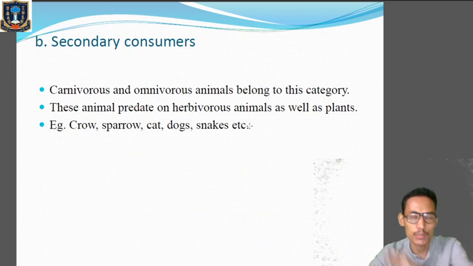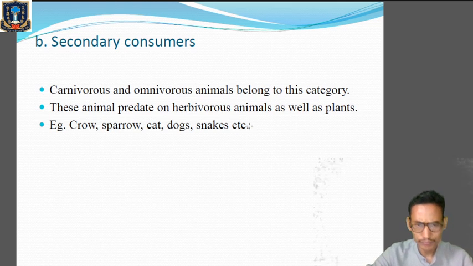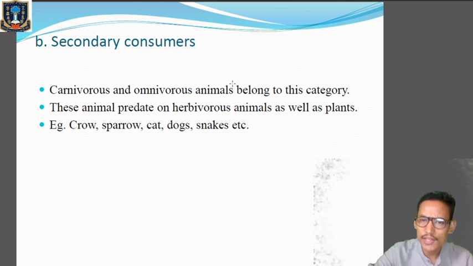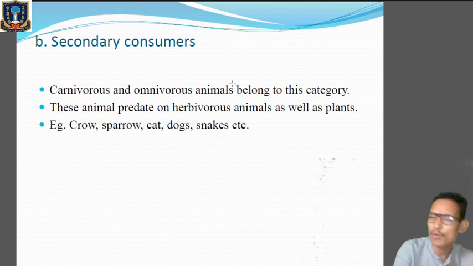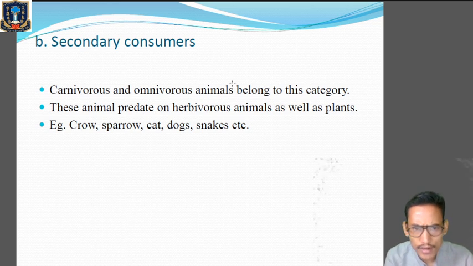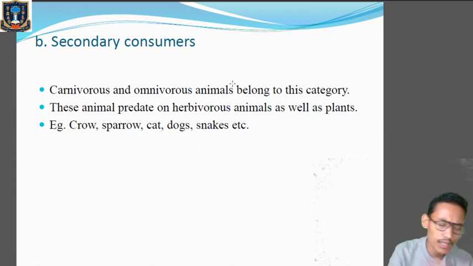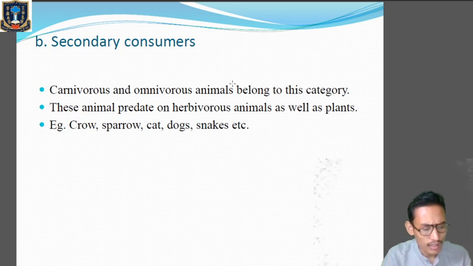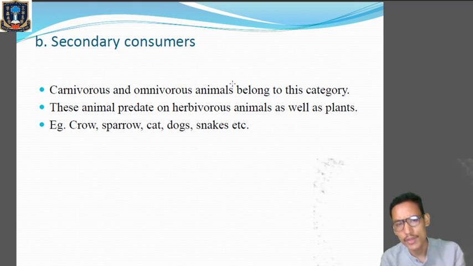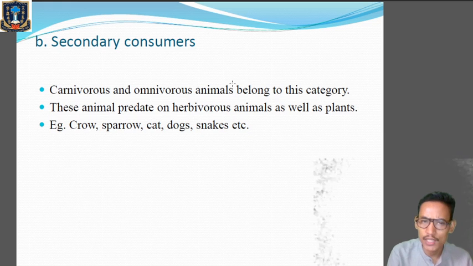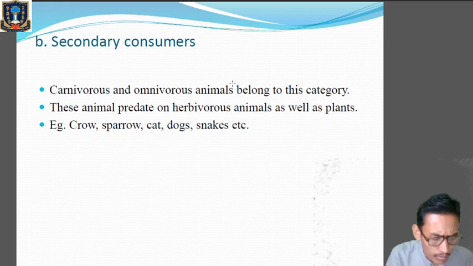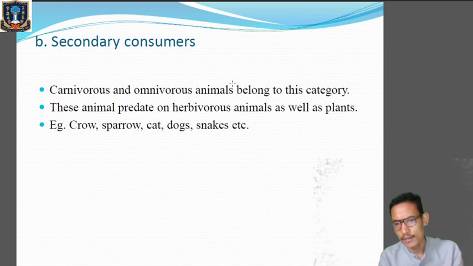Okay. Now next one, secondary consumer. So carnivorous and omnivorous animals belong to this category. You know what is carnivorous and what is omnivorous, right? So carnivorous animals and omnivorous animals belong to the secondary consumer trophic level. All right, so these animals will predate on the herbivorous animals. That means they will feed upon the herbivorous animals as well as plants.